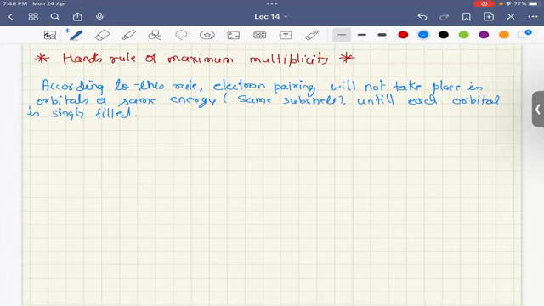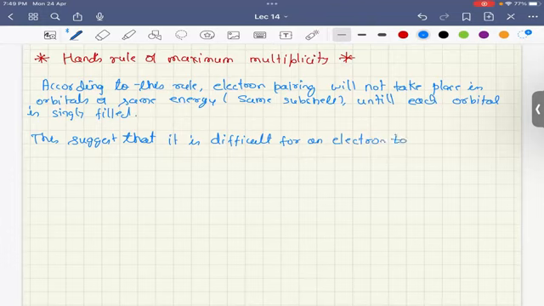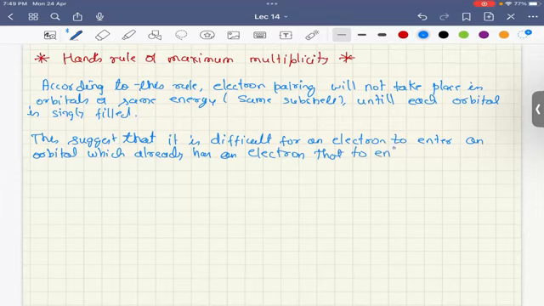So this suggests that it is difficult for an electron to enter an orbital which already has an electron than to enter an unoccupied orbital of the same energy. This is to be expected because there would be some repulsion between the electrons since their charge is the same. So this principle is very important in guiding the filling of p, d, and f orbitals, which have more than one kind of orbital.